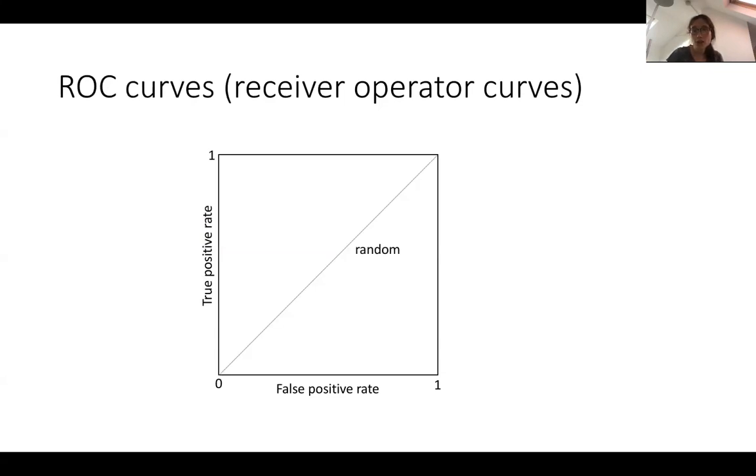If the model was completely random, then you'd expect a line like this. A pretty good model would look like this, curving upwards, because this would indicate that the true positive rate would grow much faster than the false positive rate. A really good model would look like this, indicating that you get a really high true positive rate while having a very small false positive rate.